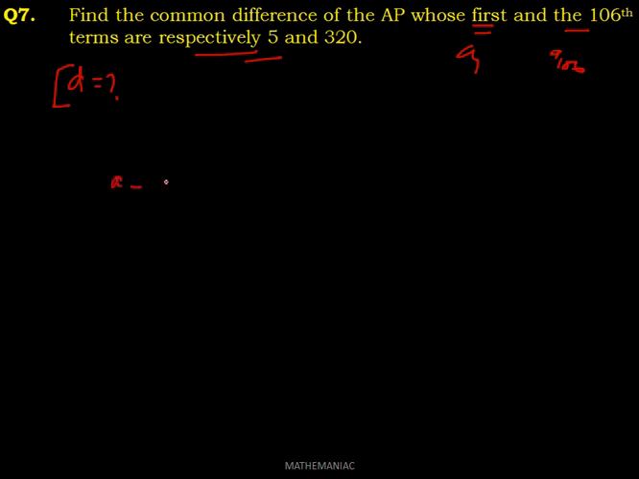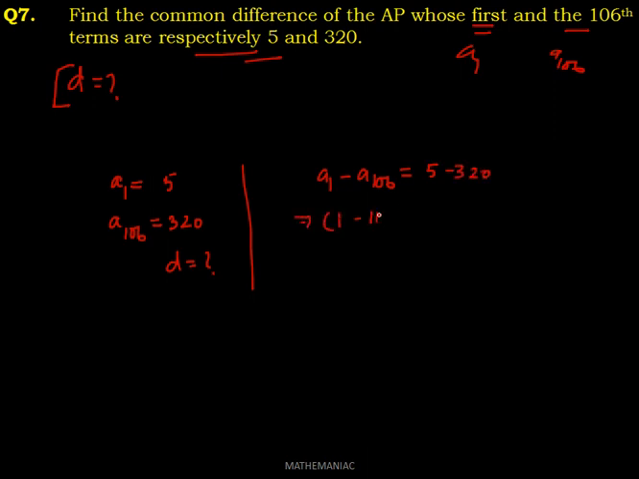First term is equal to how much? It is 5, and then I can write A1 better. A106 is equal to 320. Now you need D. Can you recall again the first slide? Just now I have done a problem like this. So you simply write A1 minus A106, that is 5 minus 320. This will be giving you 1 minus 106 times D, and this is minus 315.